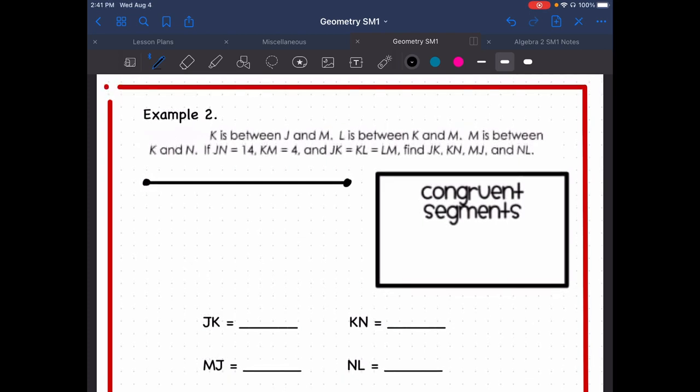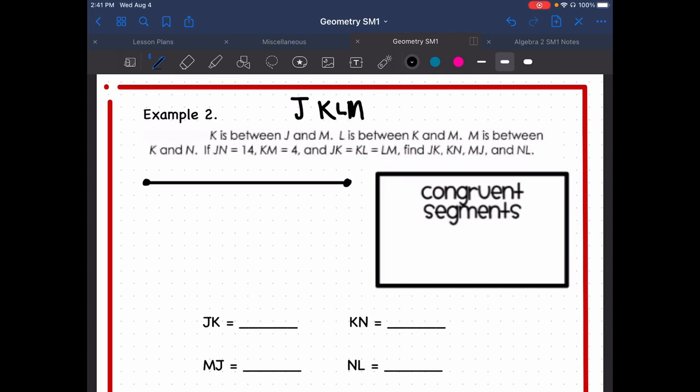Okay, so here's what we're going to do. I'm going to start with the first part. K is between J and M. So I'm going to say J, M, K. L is between K and M. So I'm going to put L right here.